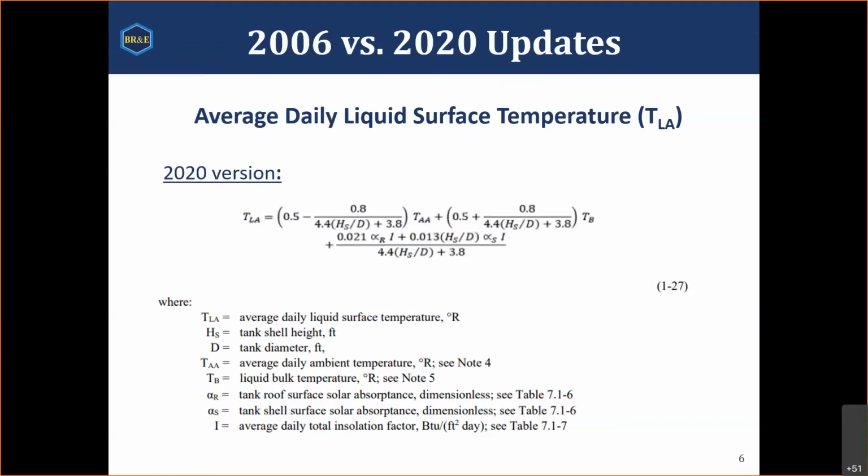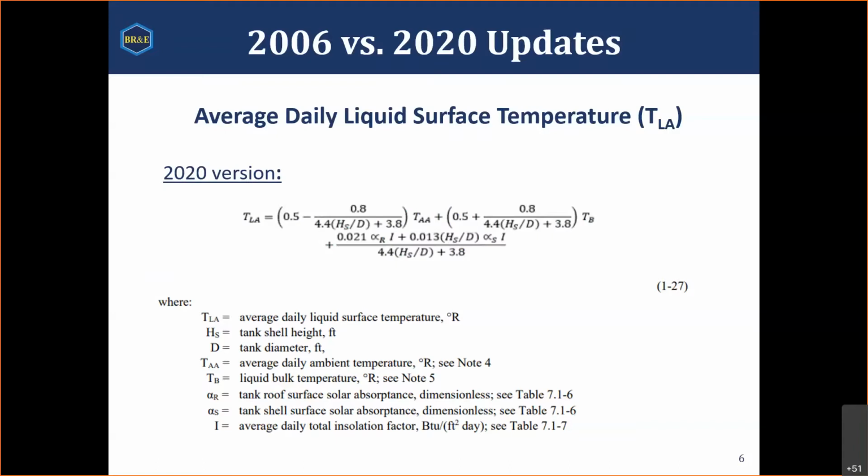This does simplify down to that previous equation if the shell solar absorptance equals the roof solar absorptance, and if the height to diameter ratio is 0.5. That was an assumption that was being made throughout a lot of the previous AP-42 documentation, 2006 version. So what that means, if the shell height to diameter ratio is 0.5, that means for a vertical tank, if it had a height of 10 feet, it would have a diameter of 20 feet, which may be true for refineries, but most of the time for our production facilities, that's quite a bit different. That's a lot wider than what we typically see in the production facilities.